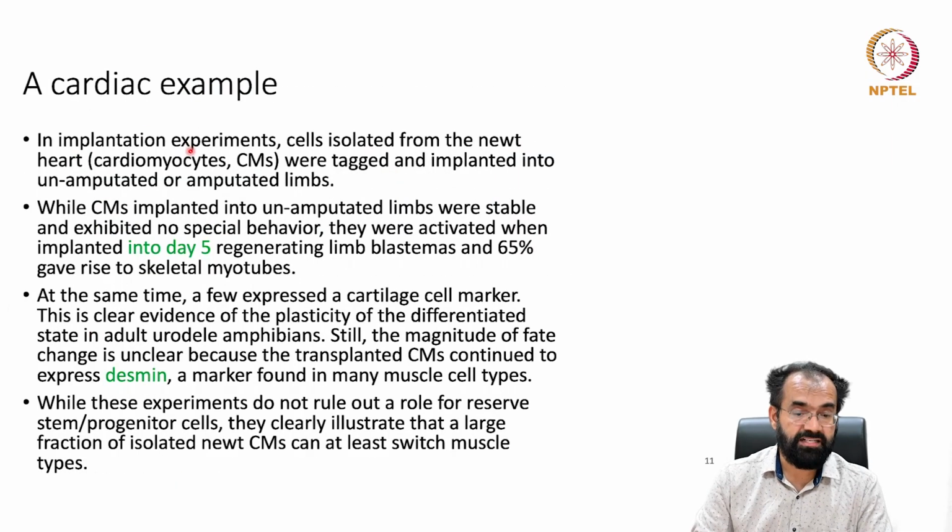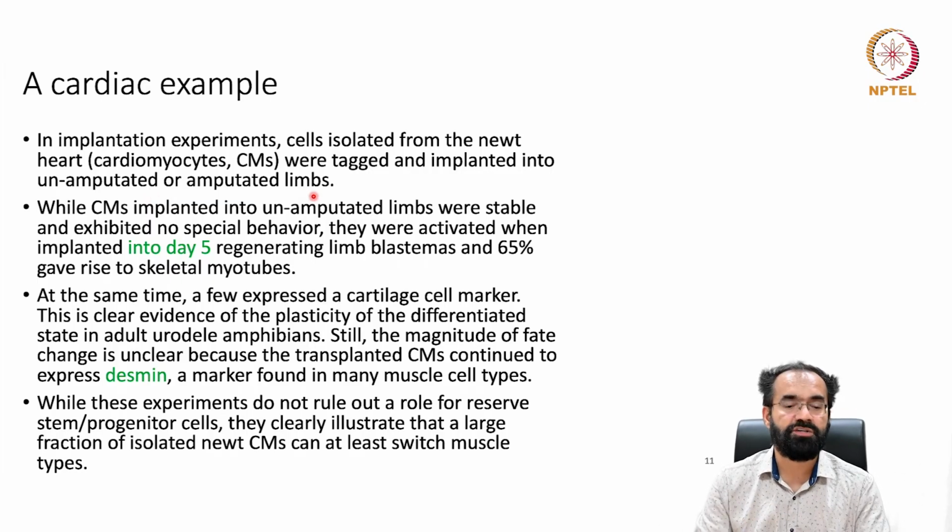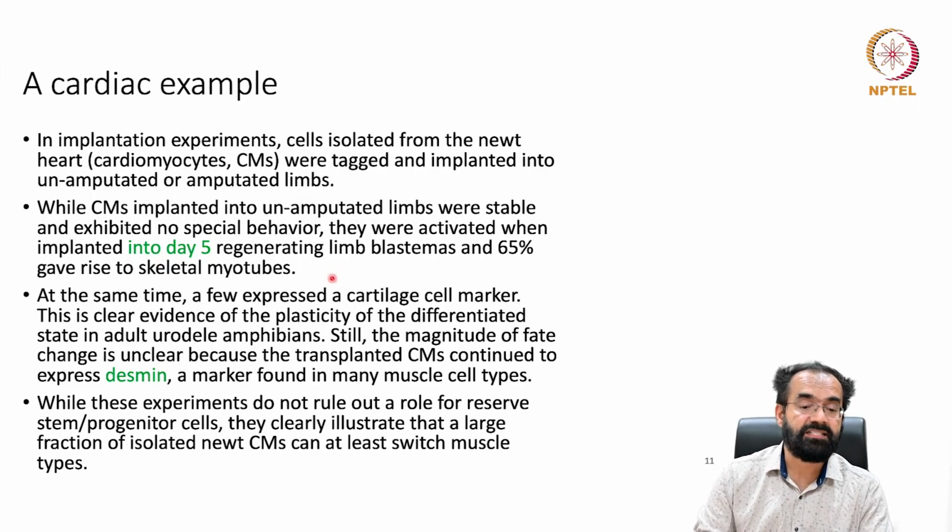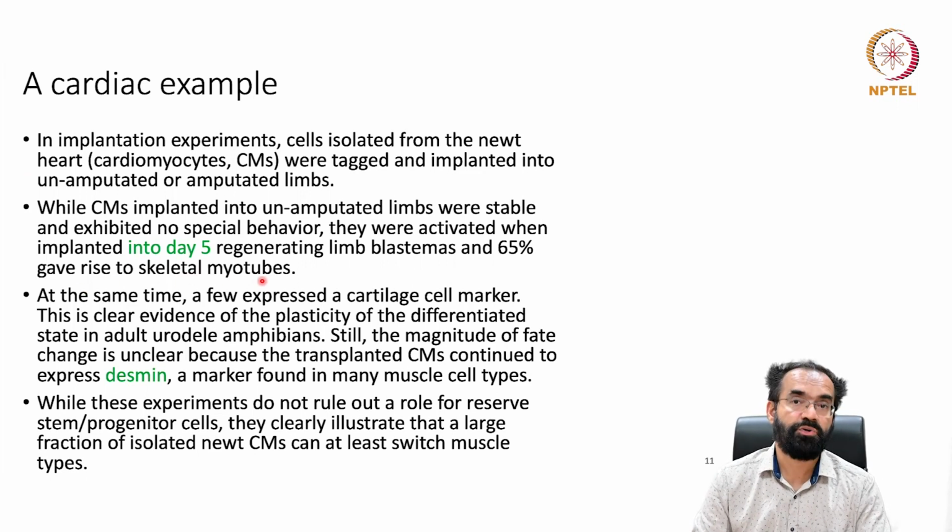Let us see a cardiac example. In implantation experiments, cells isolated from the newt heart, cardiomyocytes, in short called CMs, were tagged and implanted into unamputated or amputated limbs. Took cells from the heart and put them into the limbs. While the cardiomyocytes implanted into unamputated limbs were stable and exhibited no special behavior, they were activated when implanted into day 5 regenerating limb blastemas, and 65% gave rise to skeletal myotubes. Means from heart it became skeletal muscle.